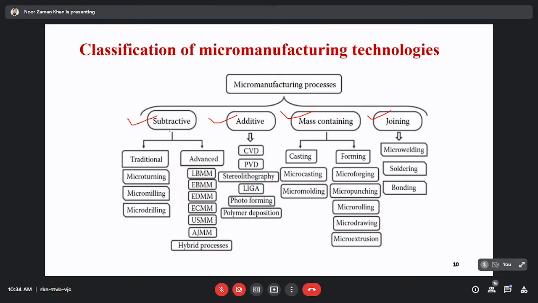If we talk about the subtractive type, the traditional micro manufacturing processes include micro turning, turning at a micro level, micro milling, micro drilling, micro grinding, etc. If you talk about advanced manufacturing processes, it is laser beam micro machining, electron beam micro machining, electric discharge micro machining, electrochemical micro machining, ultrasonic micro machining, abrasive jet micro machining, abrasive water jet micro machining, water jet micro machining, etc. If you come to additive micro manufacturing processes, these are chemical vapor deposition, physical vapor deposition, stereolithography, LIGA, photoforming, polymer, etc. So this is all about the micro manufacturing processes.